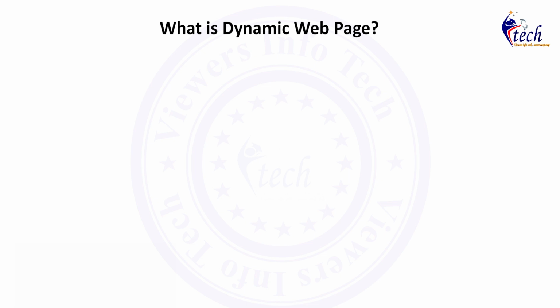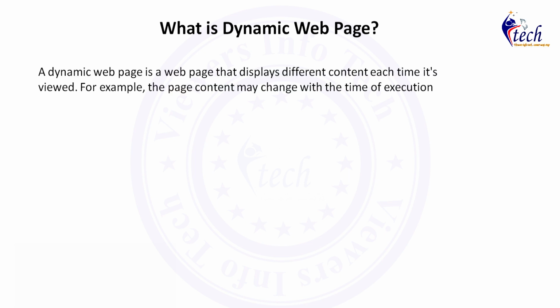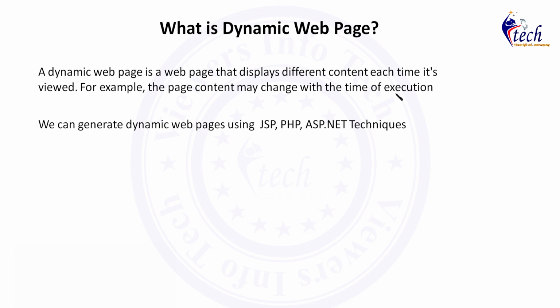And next, coming to what a dynamic web page is. A dynamic web page is a web page that displays different content each time it's viewed. For example, the page content may change with the time of execution. We can generate dynamic web pages using JSP, PHP, ASP.NET techniques and so on.